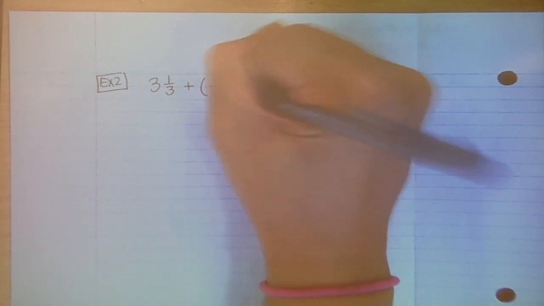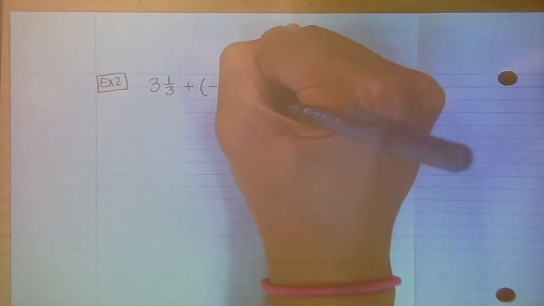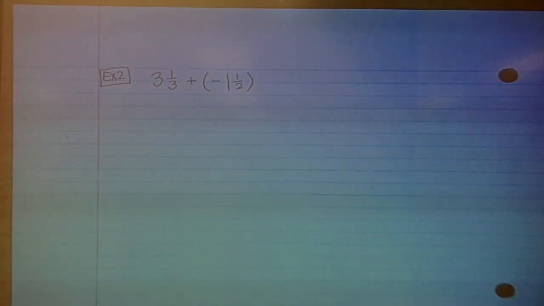So now on the back, you are going to try an example. Here's example 2. Let's try a positive 3 1/3 plus a negative 1 1/2. Please pause the video here, and students, please try to solve this on your own. Follow the steps.